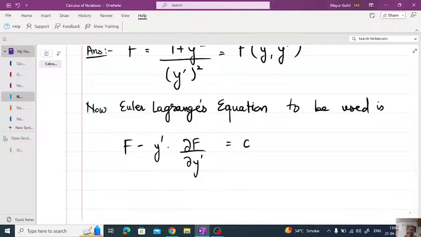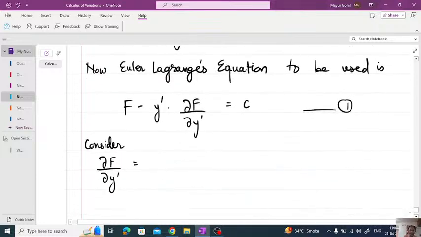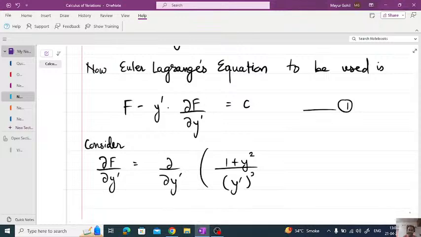Now what is f? F we have already written. So you label this one and calculate individual components first and then write, otherwise you will make a mistake in this, because all the components are differently settled and they are very different in nature. So consider dabba f by dabba y dash. What is that going to be? That is going to be 1 plus y square over y dash square, differentiated with respect to y dash.